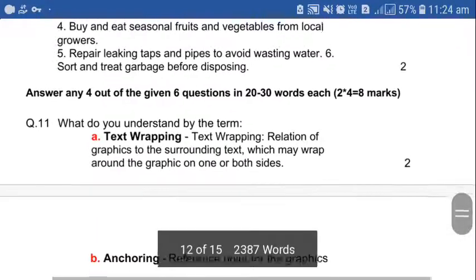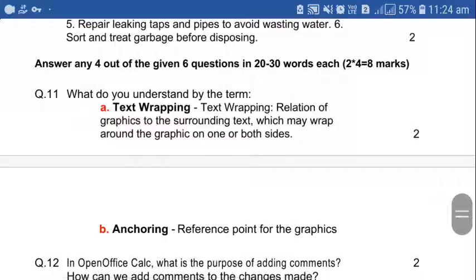Now next is answer any 4 out of the given 6 questions in 20 to 30 words, and each question carries 2 marks. What do you understand by the term text wrapping? Text wrapping is the relation of graphics to the surrounding text, which may wrap around the graphic on one or both sides. Whenever you see a newspaper, you can see that the pictures are covered by the surrounding text. So text is just surrounding the pictures. This is called text wrapping.